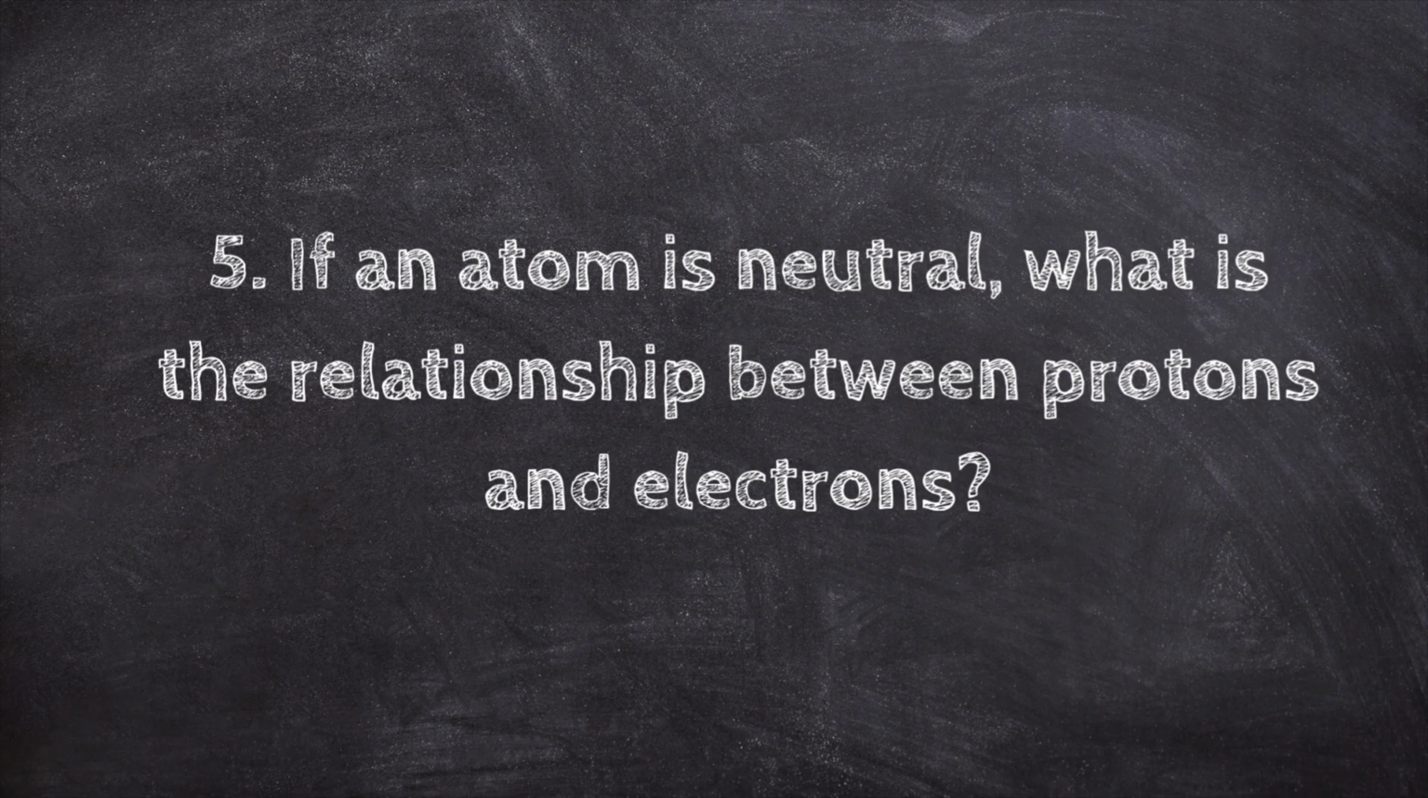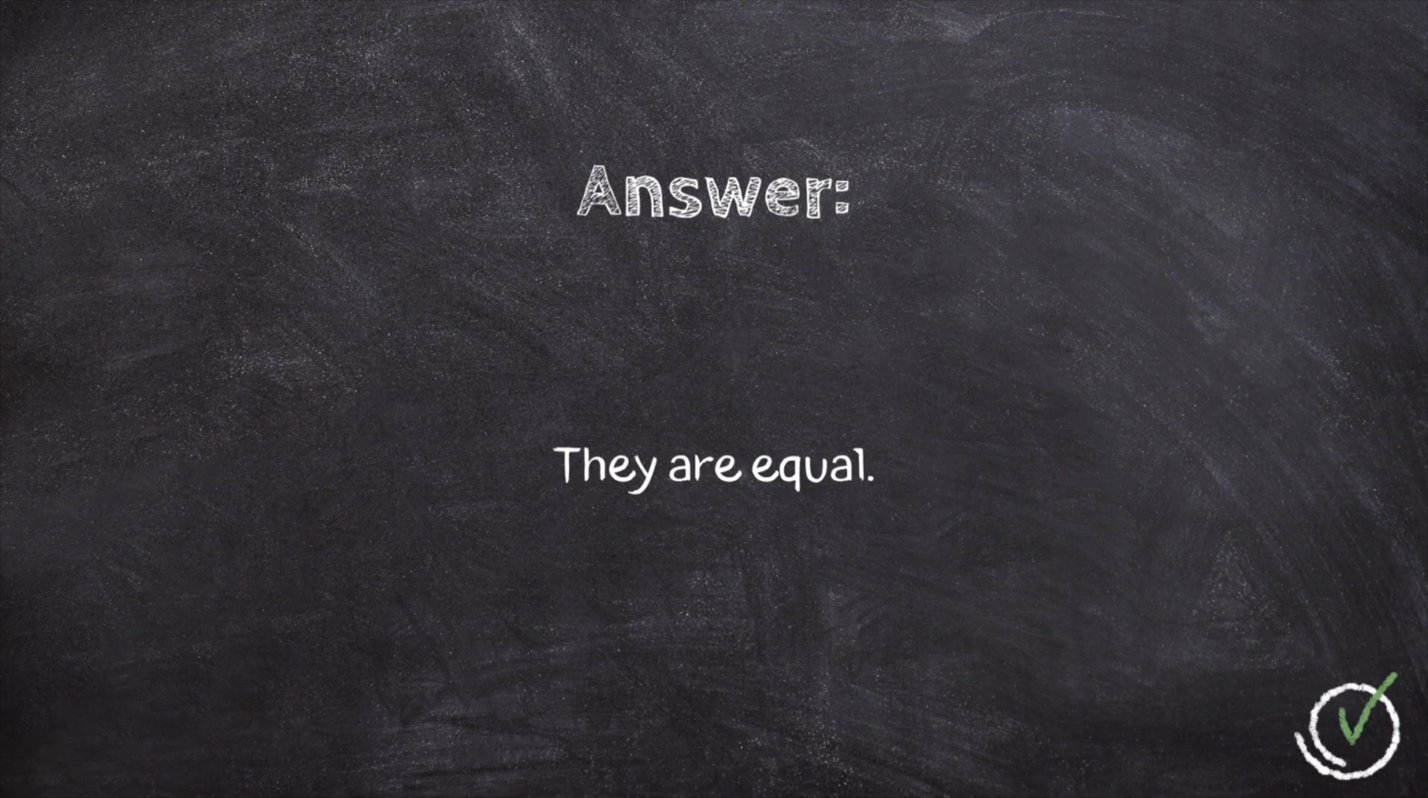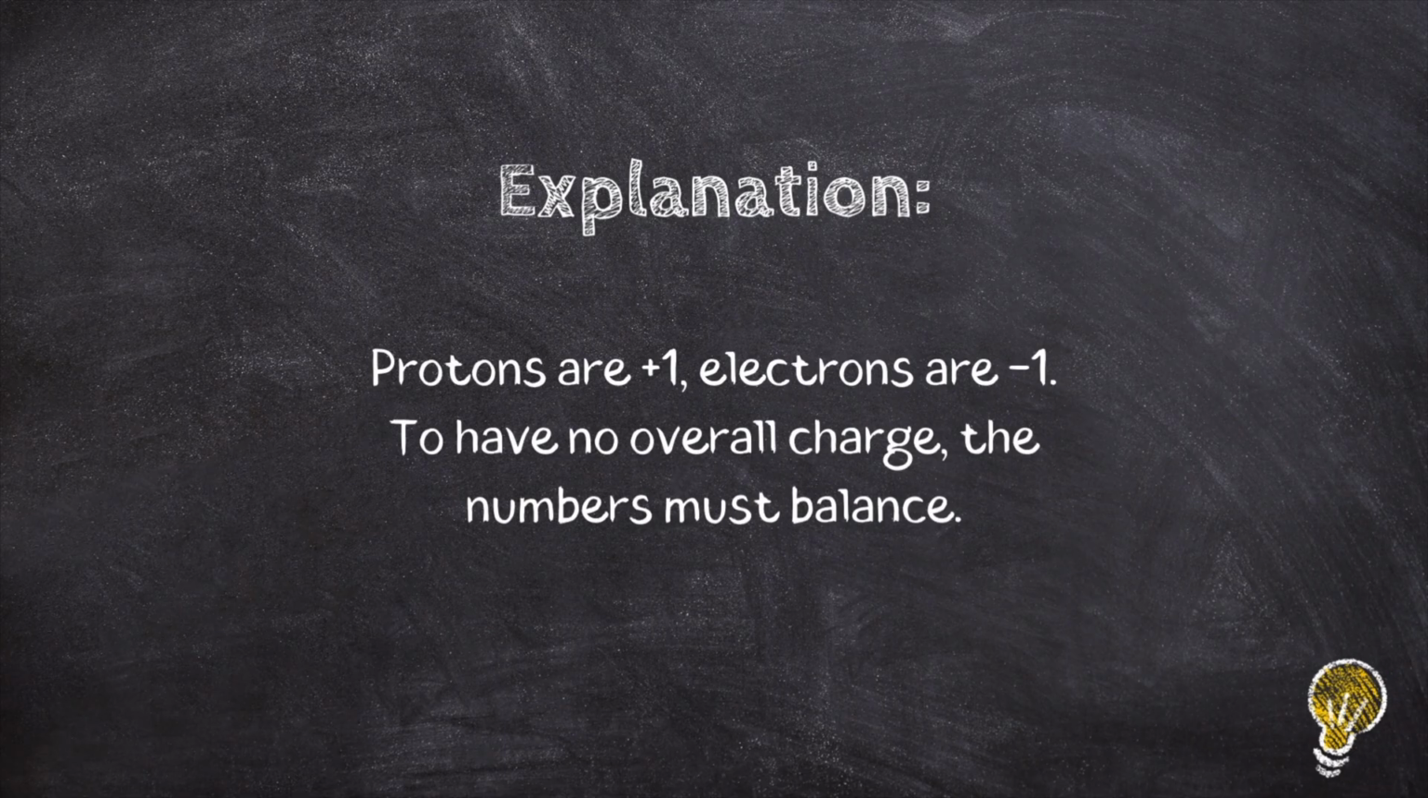Neutral means there's no overall charge. The number of protons equals the number of electrons. Protons have a positive charge of +1. Electrons have a negative charge of -1. If an atom is neutral, it has no overall charge. That can only happen if the positive charges and the negative charges cancel out. So the number of protons must equal the number of electrons.